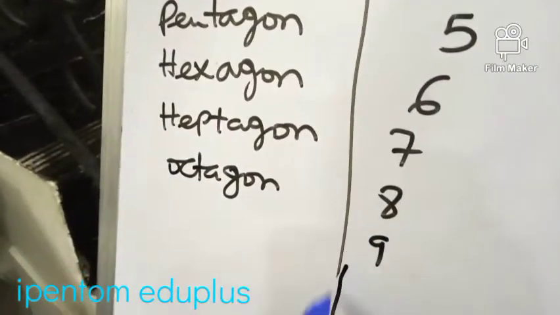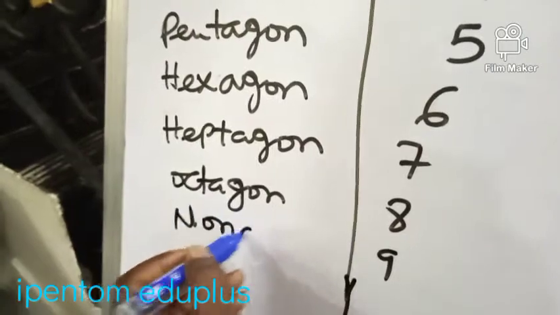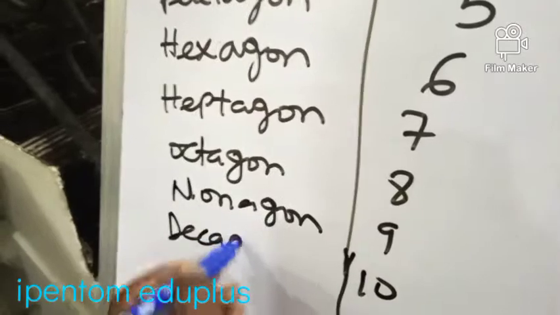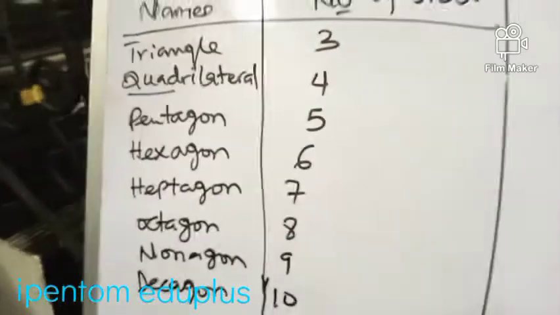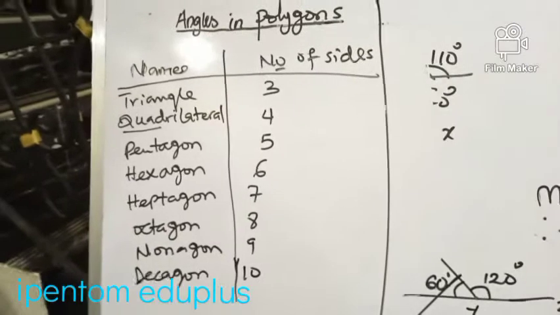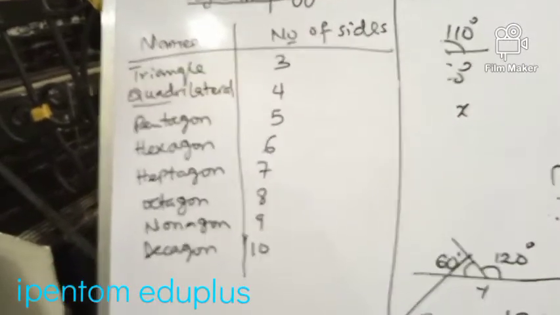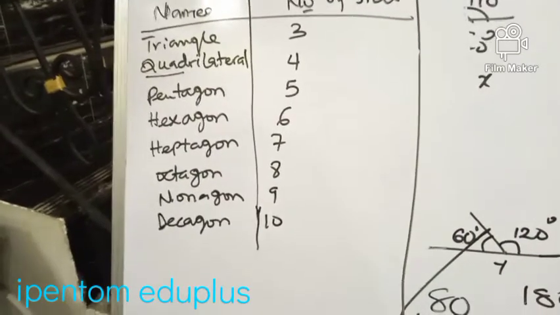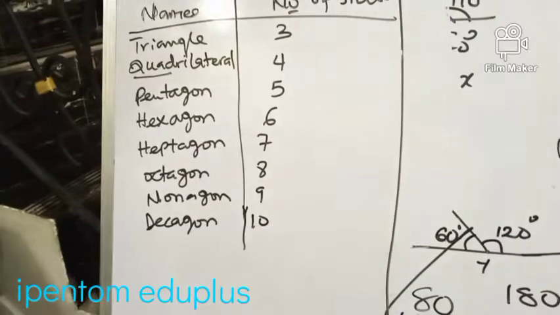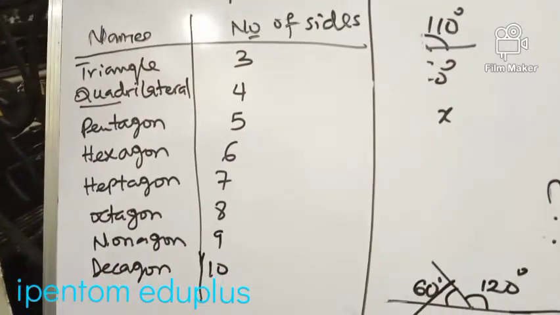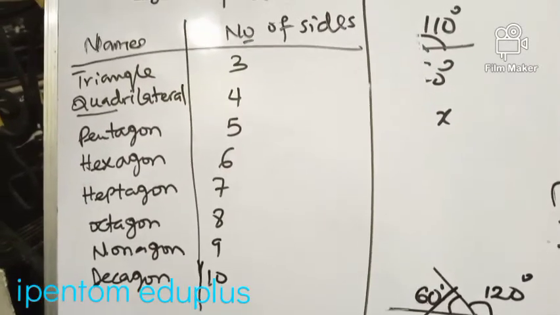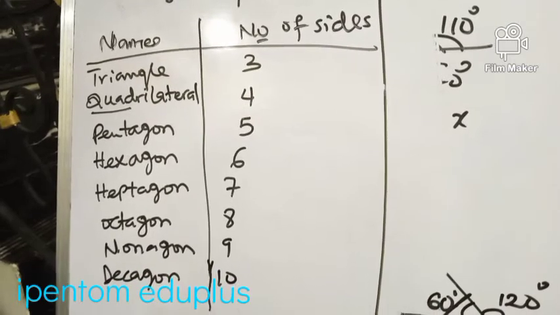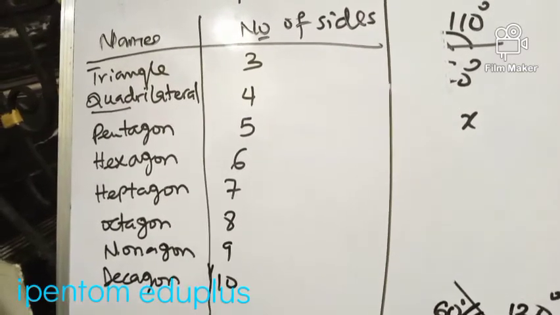9 sides, nonagon. Then 10 sides, decagon. So these are the basic polygons. Triangle has 3 sides, quadrilateral has 4 sides, pentagon 5 sides, hexagon 6, heptagon 7 sides, octagon 8 sides, nonagon 9 sides, then decagon 10 sides. The reason why we have to know the names and number of sides is that, for example, they can ask us to find the sum of angles in a hexagon.